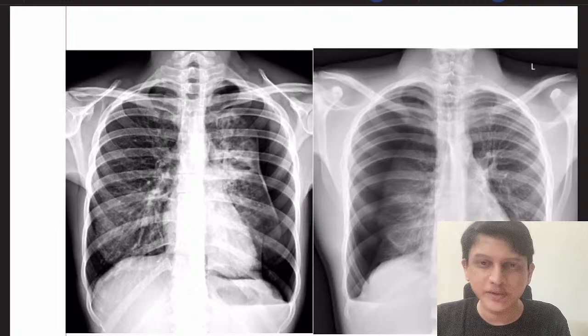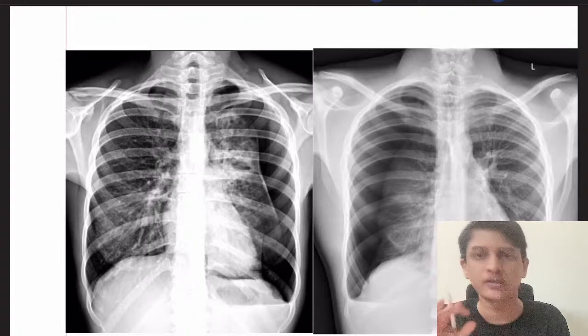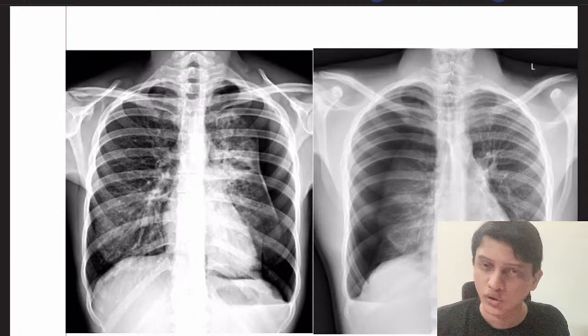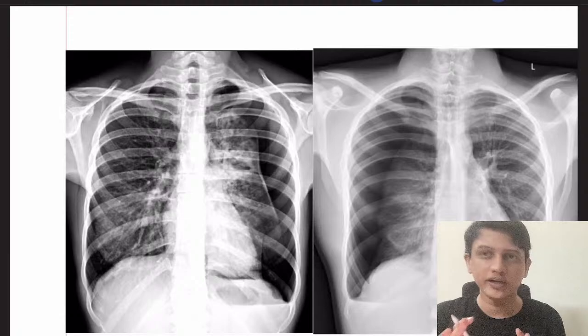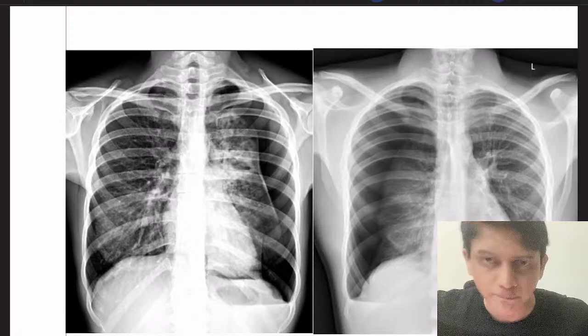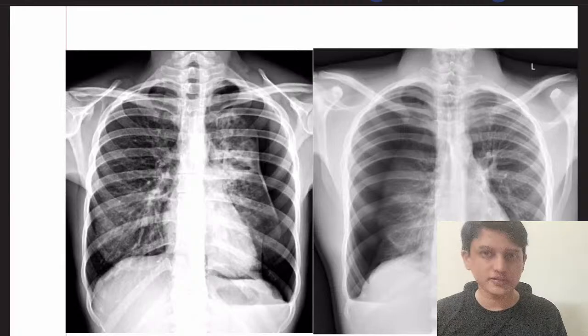Be it NEET PG, INI-CET, whatever it is, if he is a good examiner, he should ask, because it's such a life-threatening condition. Any medical professional should know about this and how to deal with this. It's a must know. So please be prepared to interpret the X-ray of tension pneumothorax or hemothorax. Hope it's clear.